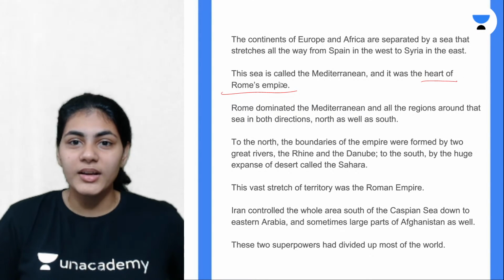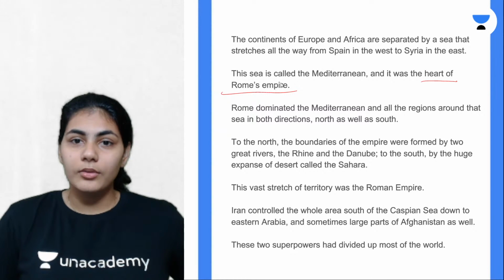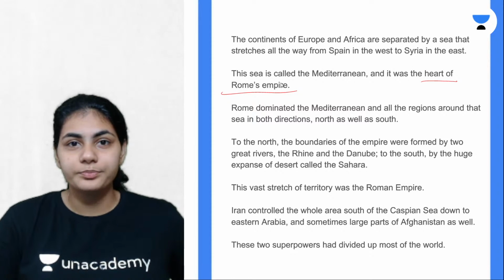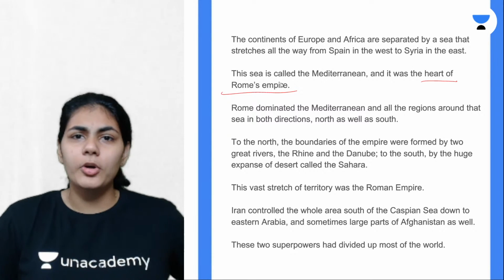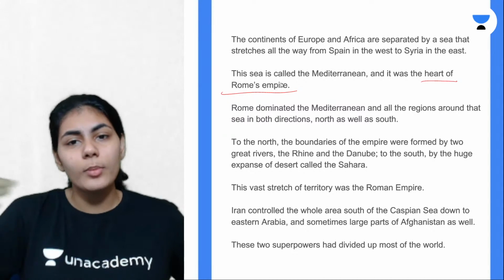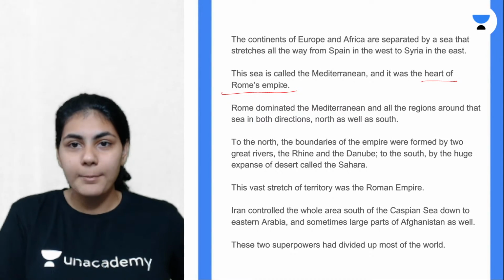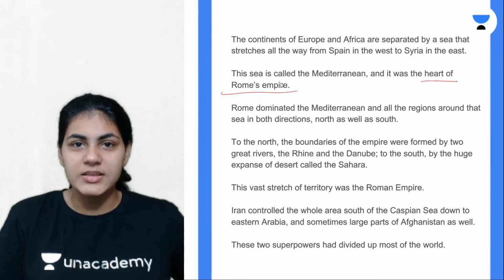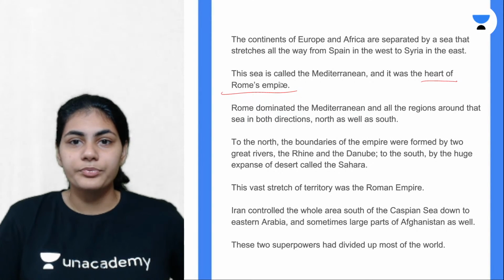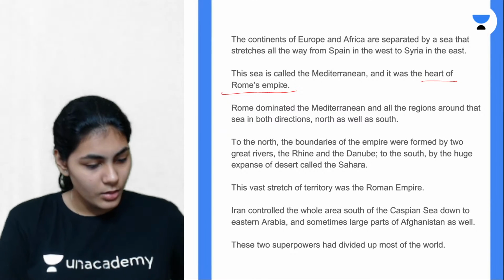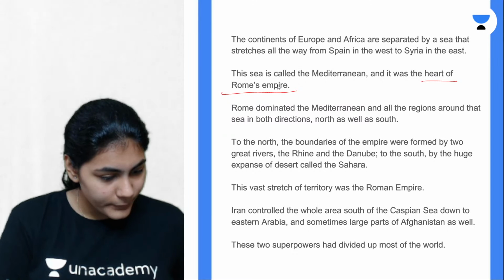Again, this can be a question asked in the exam, saying which sea is considered the heart of Rome's empire? The answer is the Mediterranean Sea, right? Why is it so important? Because via the Mediterranean Sea, so much trade used to happen. Imports, exports, external trade, internal trade, and there was so much money and revenue to the empire, right? So obviously it is an important strategic place. Yeah, so that's the Mediterranean Sea.